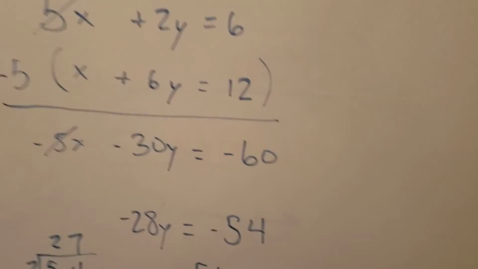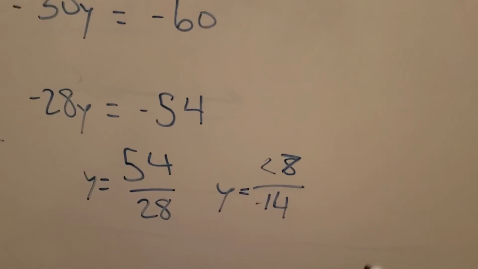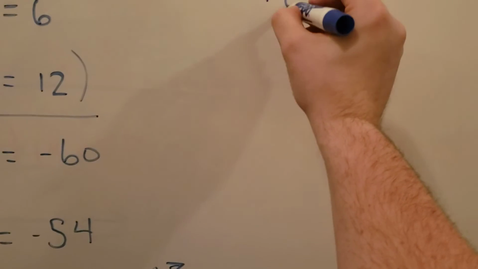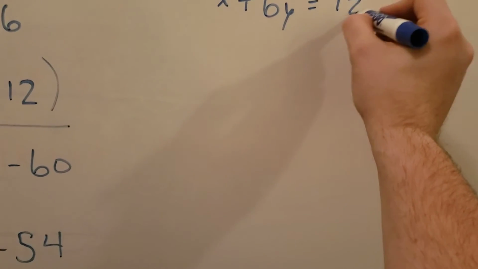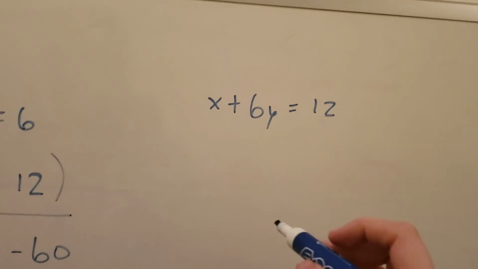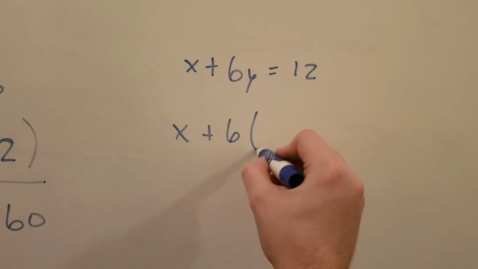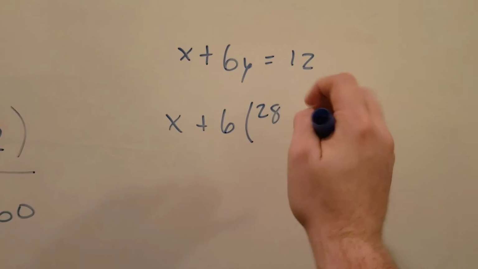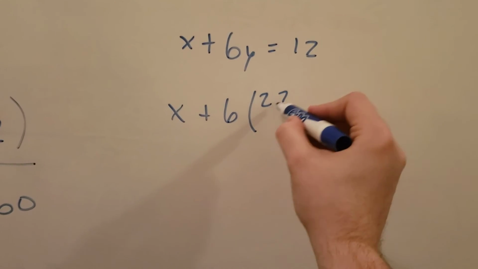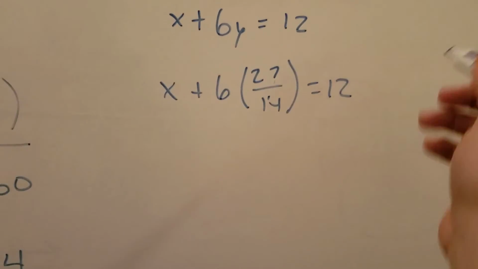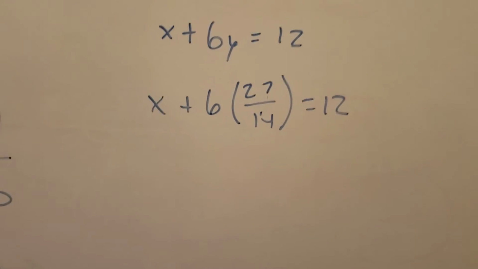And you're going to get these sometimes with these sort of equations. And now we can use this y value to solve for x. So we've got one of our original equations here, x plus 6y equals 12. Oops, sorry. And we're going to plug in our y value. So we're going to get x plus 6 times 27/14ths. And then you can go on to solve for x, and so on. I'm not going to do the problem here.